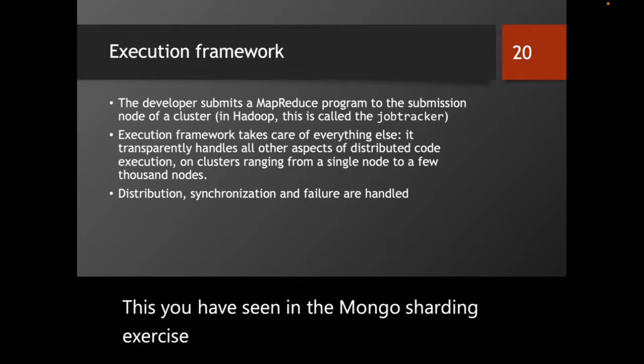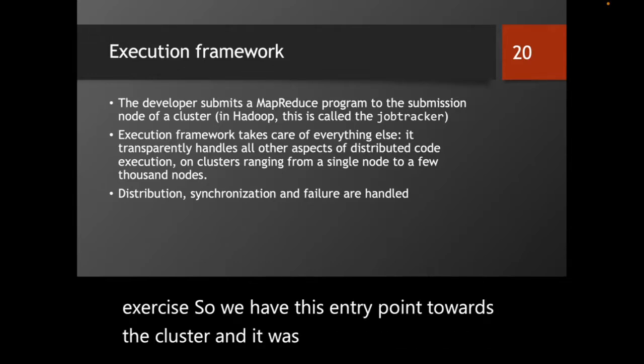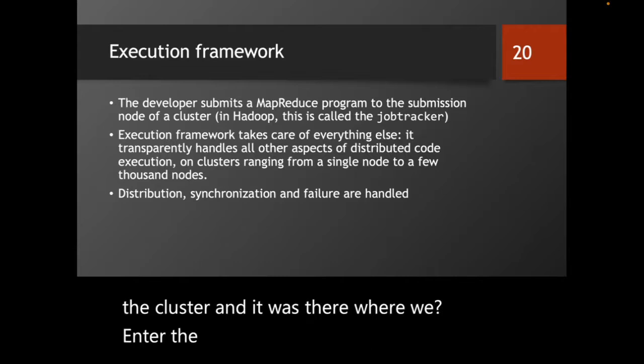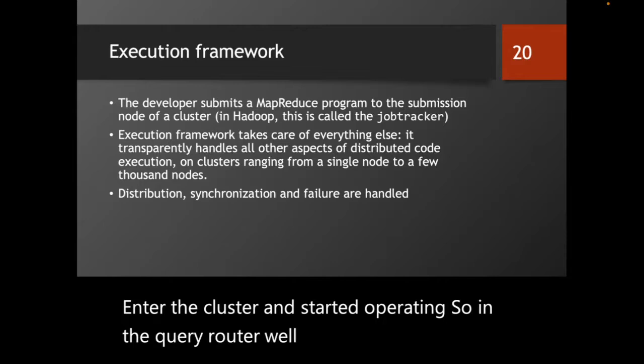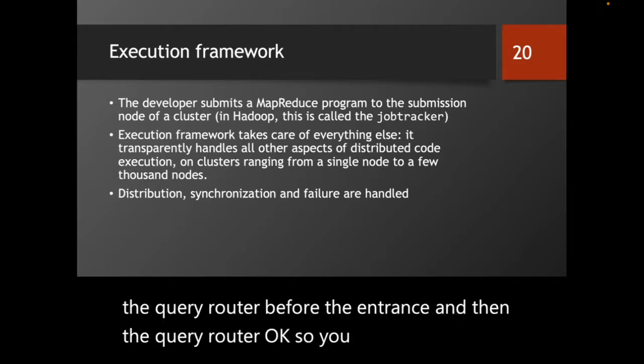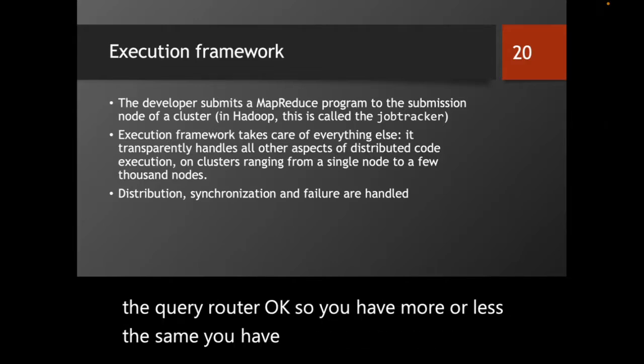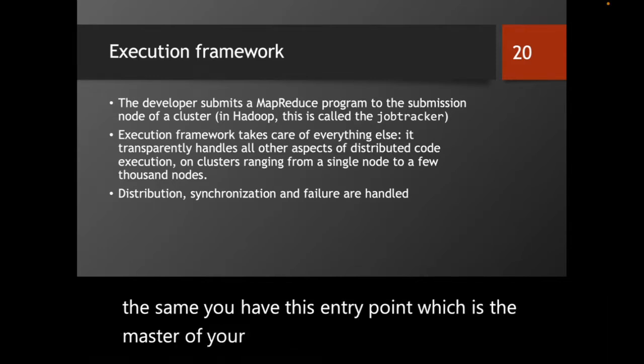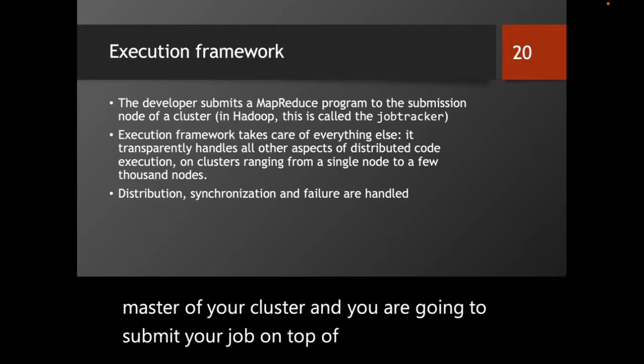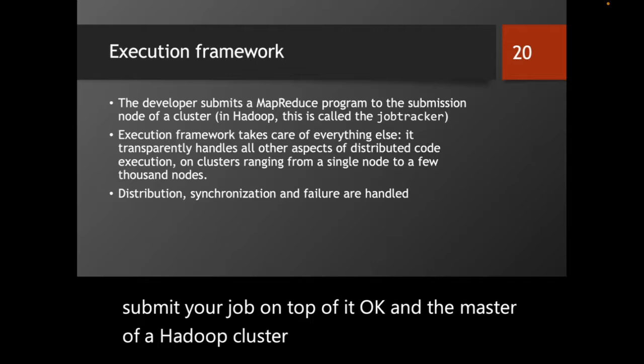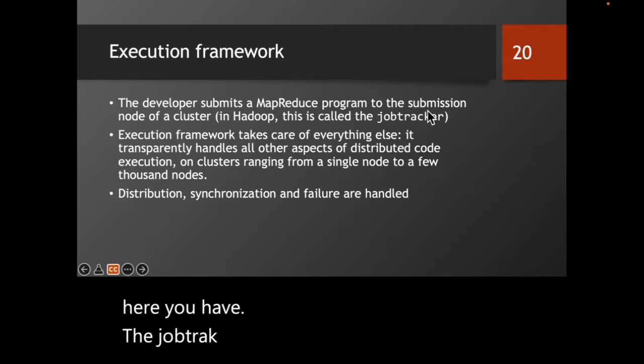So we have this entry point towards the cluster, and it was there where we entered the cluster and started operating. So in the query router, well, before the entrance and then the query router. So you have more or less the same. You have this entry point, which is the master of your cluster, and you are going to submit your job on top of it. And the master of a Hadoop cluster is called the job tracker. Okay, so here you have the job tracker.